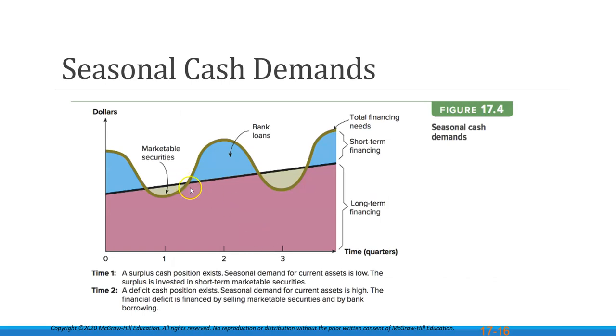So here we have where we're using short-term financing to fill in our seasonal cash demands. We're going to use both marketable securities and a combination of bank loans. So anytime that we have a cash surplus, we're going to invest, and then when we have a cash deficit, we're going to sell those marketable securities and borrow from the bank to fill in that cash demand.